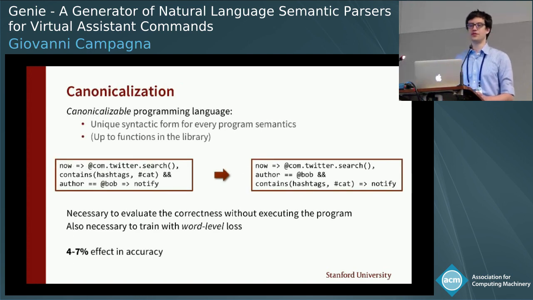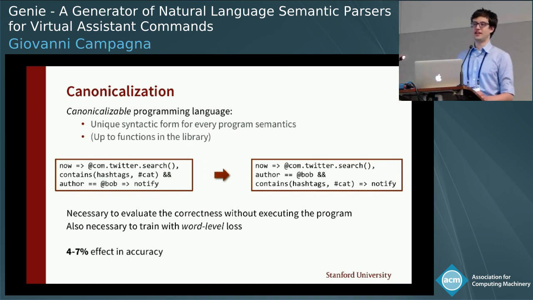And the last principle is canonicalization. We say that a programming language is canonicalizable if for every semantics there exists a unique syntactic form, up to functions in the library. And this is an example of a canonicalization step. We take all the filter predicates and we reorder them in alphabetical order according to the parameter name.